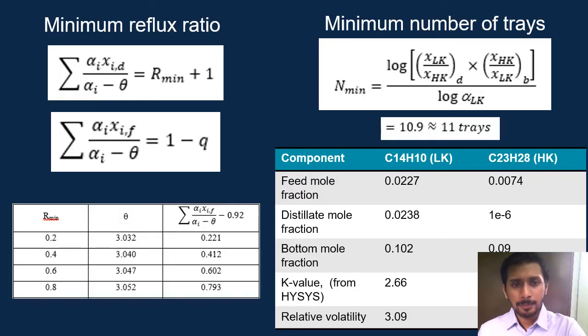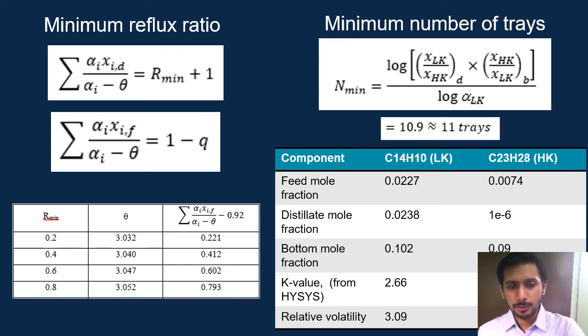This is the minimum reflux ratio calculation, where we have alpha i, the relative volatility, and x_iD, which is the composition of our components at the distillate, the top stream, and we have theta, which is a root, which I'll get back to you in a bit, and we have R min, which is the minimum reflux ratio. So the theta that occurs from this first equation is actually found through trial and error by using the second equation that is shown over here.